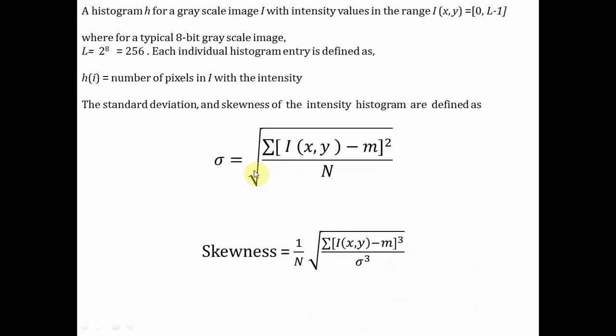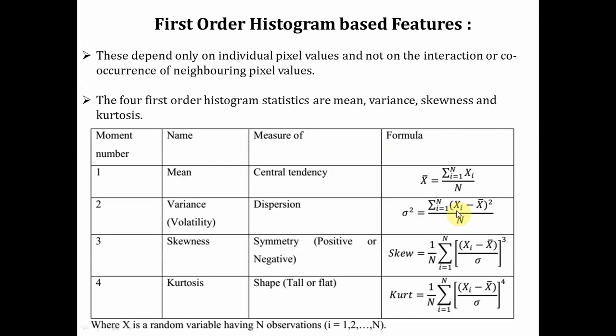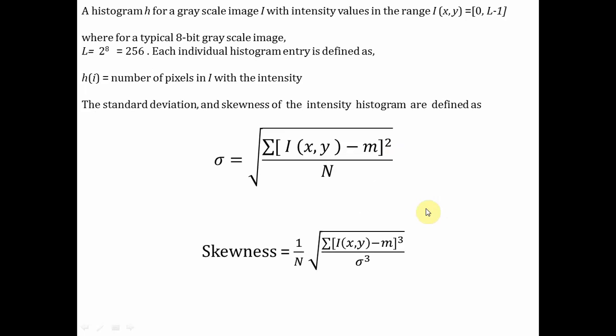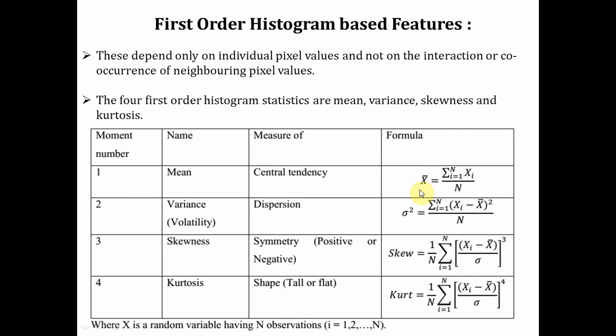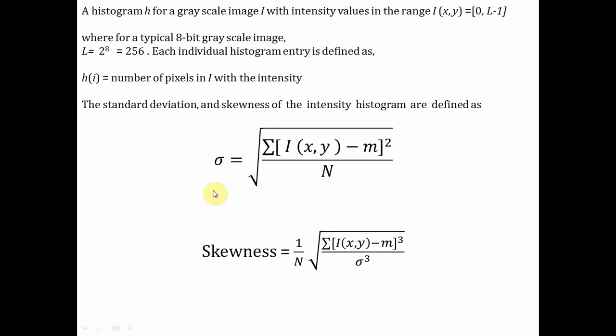This is the formula for deviation, that is input minus mean, squared. Same formula. If you compare this formula, this is a square, that is why you don't have the square root. So under the square root, you will get the same formula. This is the deviation, and skewness is 1 by n, the total number of pixels, times the summation of input minus mean, cubed, divided by the cube of your deviation.